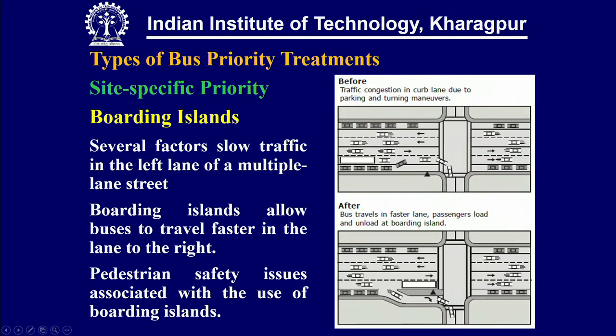Now coming to site-specific treatments, the buses actually lose a lot of time entering the bus stops, and again there is the re-entry delay to get into the main traffic lane. So what can be done is providing a bus stop in the middle. In the case of multi-lane facilities, it can be provided not exactly on the curbside lane but on the next lane or in between two lanes, so that the bus stays on the travel lane and does not have to enter the curbside lane for the boarding and alighting of passengers.